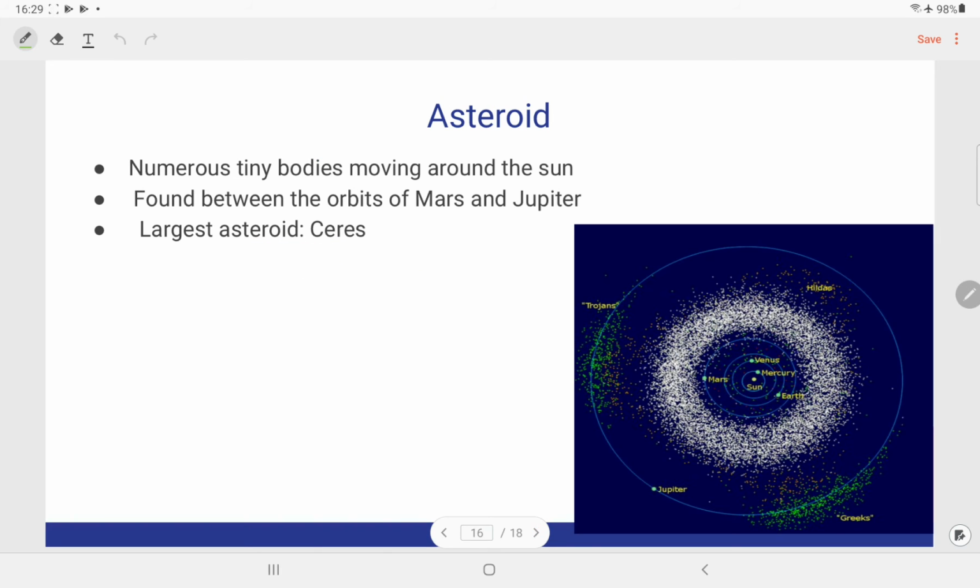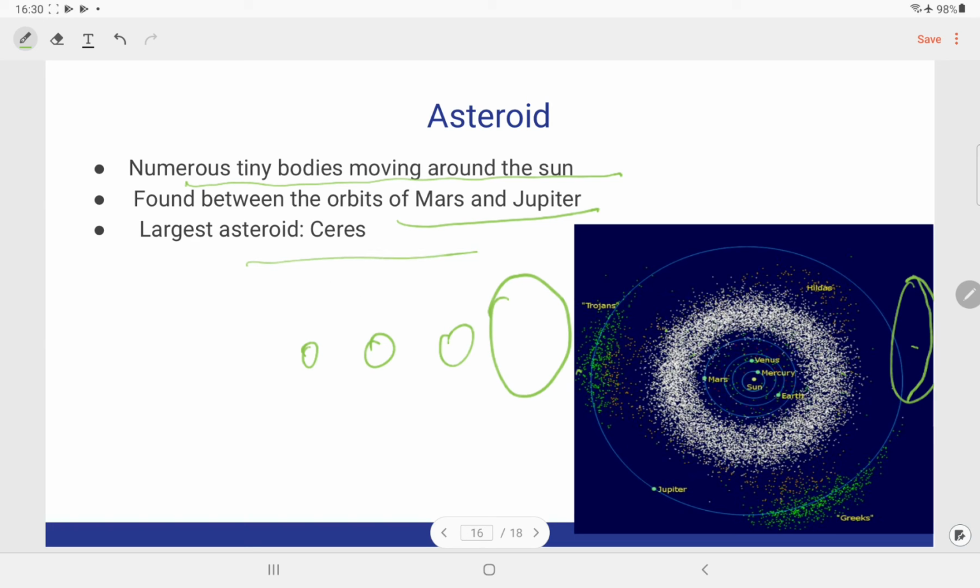So moving on, we have to know about the asteroids, because after this we will learn about meteors and meteoroids. So what are asteroids? Asteroids are numerous tiny bodies moving around the sun, and they are found between Mars and Jupiter. So here is Mercury, Venus, Earth, Mars, and then after that is the asteroid belt, and after it comes Jupiter. These tiny bodies move around the sun, and they have their own orbit.